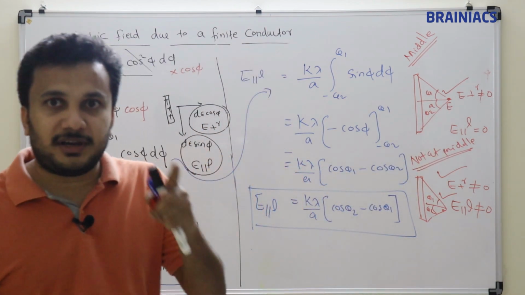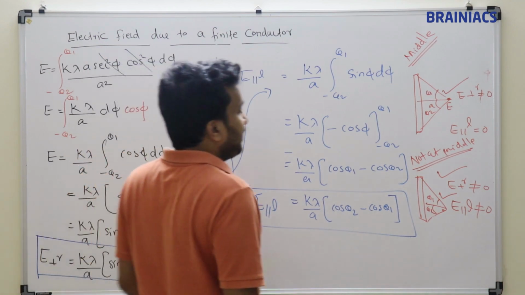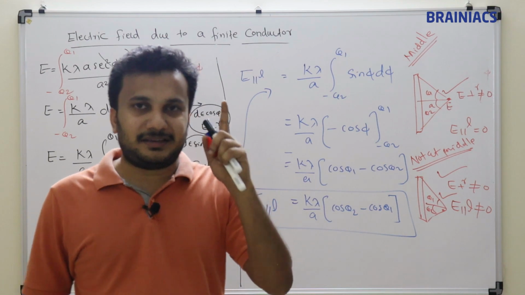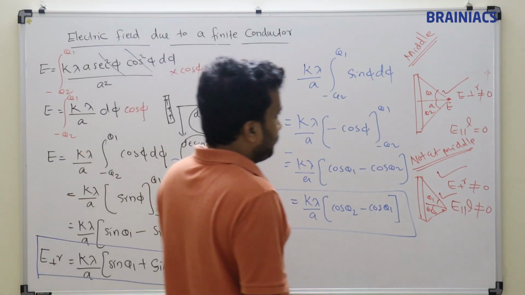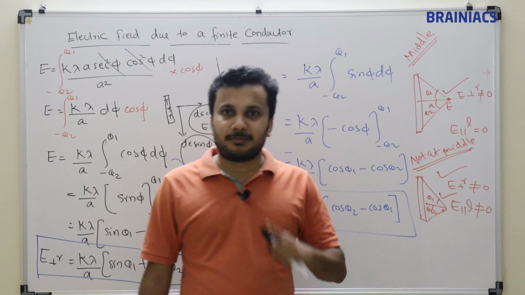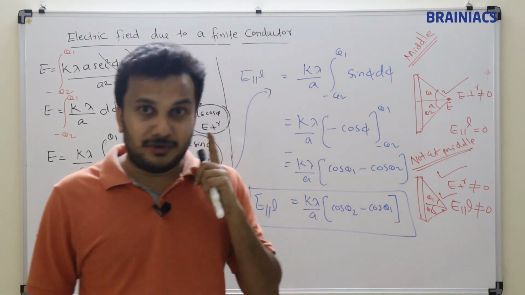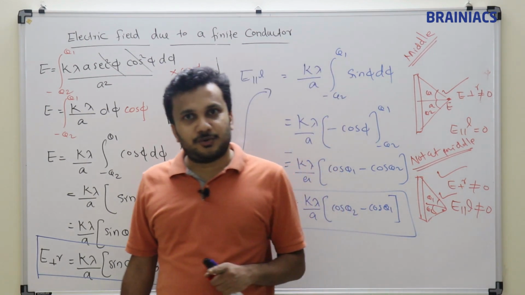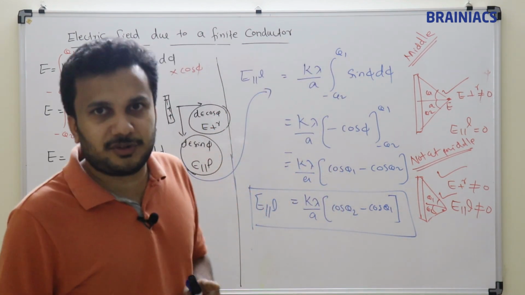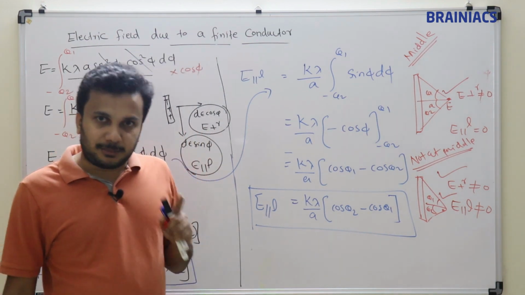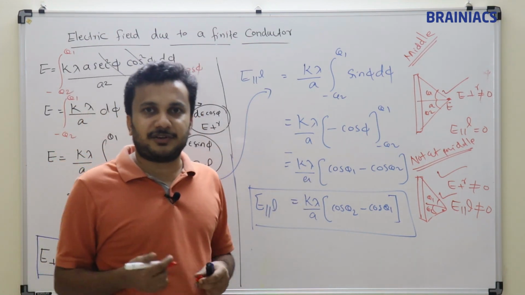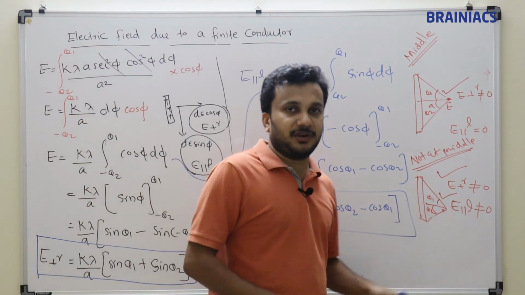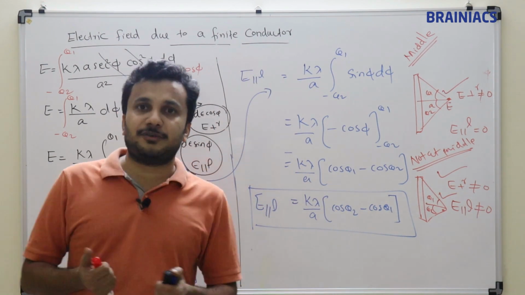So you have to see what the question is asking. If the question is speaking about exactly the middle point, then only the perpendicular component exists, and the parallel component is 0. If the question is speaking about not the middle point, some arbitrary point, then you have to be a little more vigilant and see what you actually want to find out. Do you want to find the parallel electric field or the perpendicular electric field? Suppose they are not specifying which one. They have given some arbitrary point and are asking for the value of the electric field intensity.